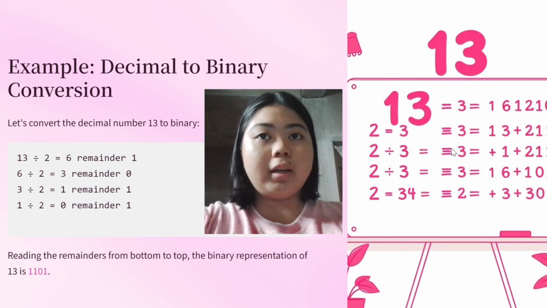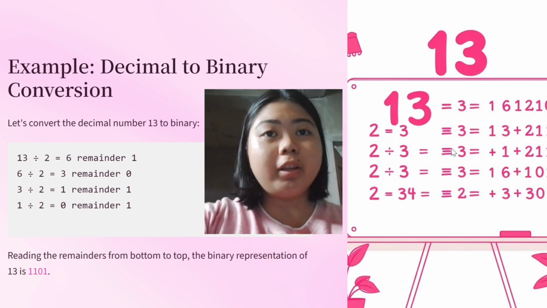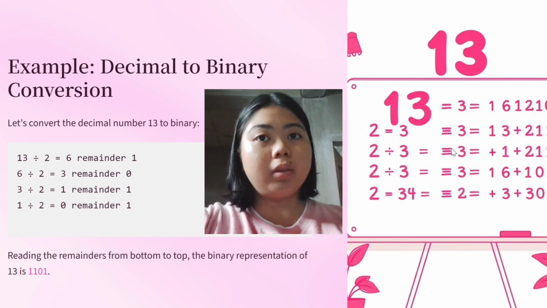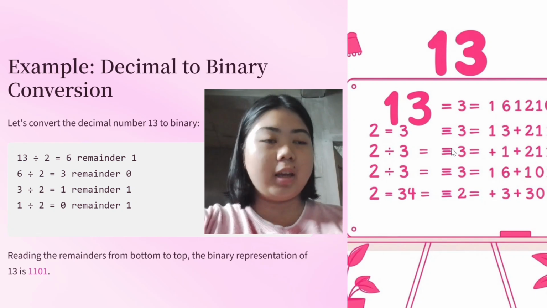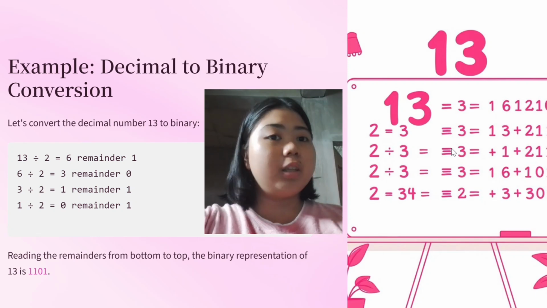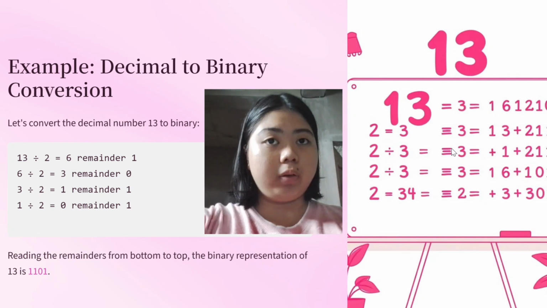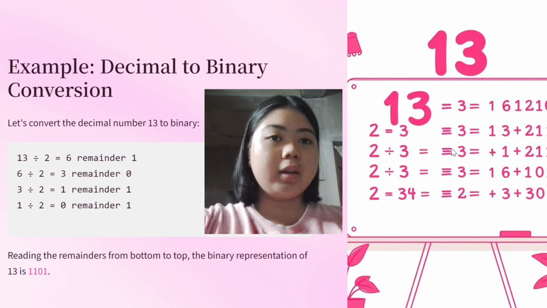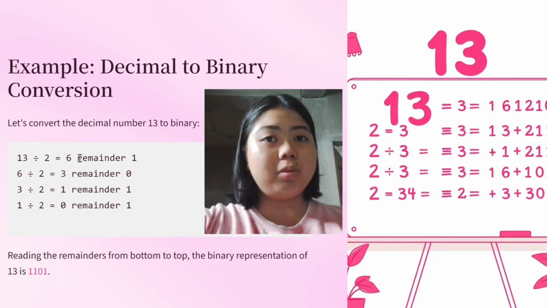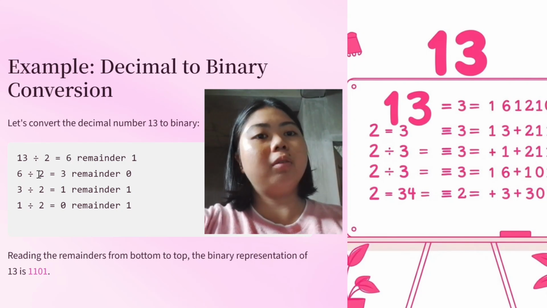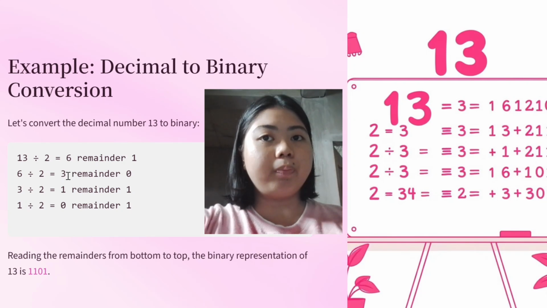Example of decimal to binary conversion. Let's convert the decimal number 13 to binary. We have here number 13. What do we do first? Yes, we should divide it by 2. So 13 divided by 2 is equal to 6, and the remainder is 1. Then next, 6 divided by 2 is equal to 3. Remainder is 0. Then 3 divided by 2 is equal to 1, so its remainder is 1. 1 divided by 2 is equal to 0. Always remember that when it becomes 0, the remainder should be 1.